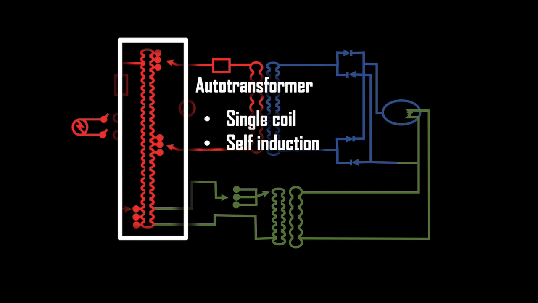The auto transformer uses a single coil of wire and a process called self-induction. And this makes sense since the word auto means self or one. The auto transformer sets the kVp using one coil of wire through a process called self-induction.